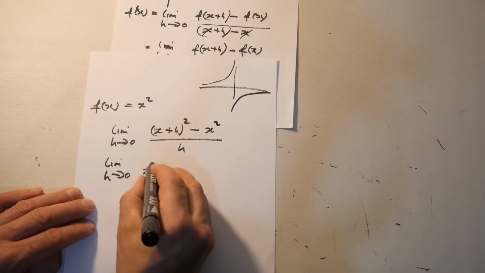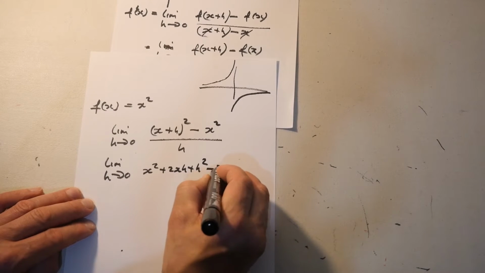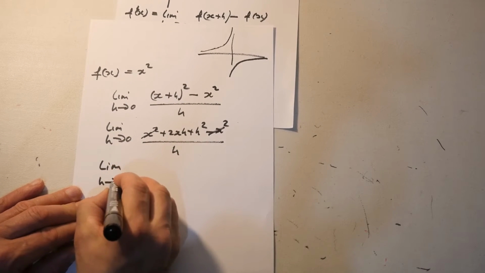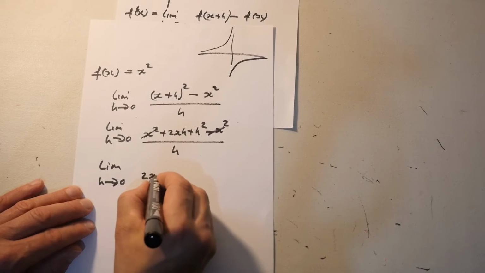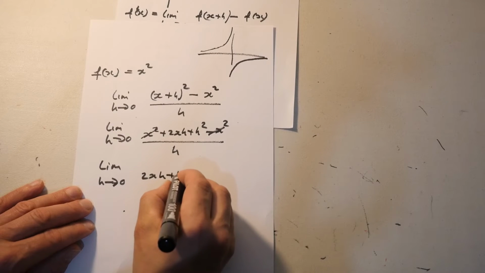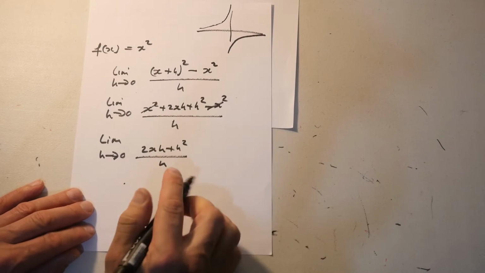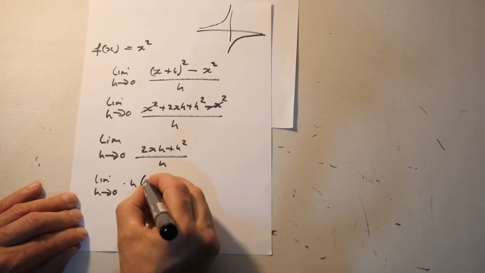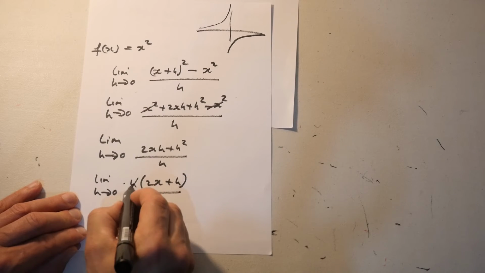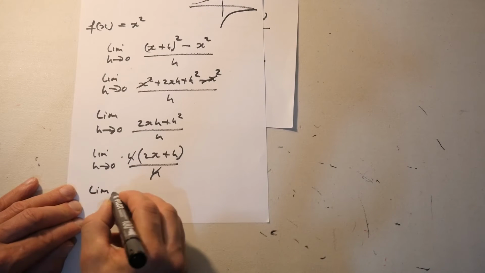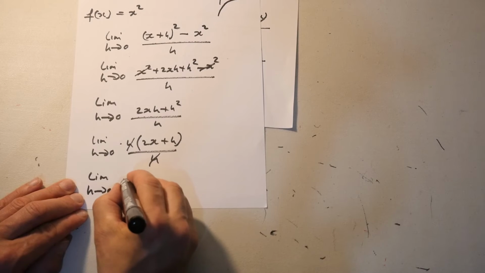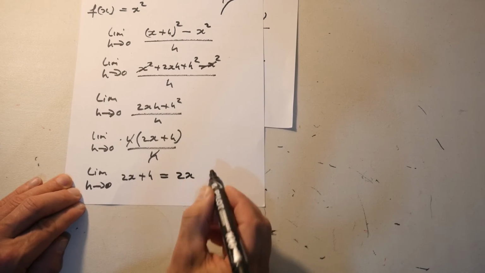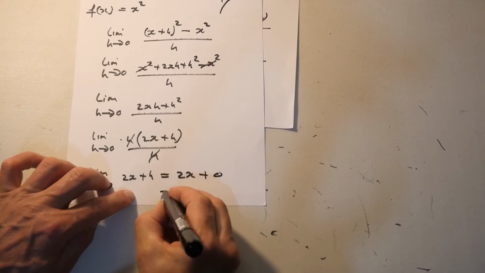If you expand all this out, you get x squared plus 2xh plus h squared minus x squared over h. Those x squared terms cancel. So you get the limit as h tends to 0 of 2xh plus h squared over h. The h factorizes out, so you get the limit as h tends to 0 of h times 2x plus h over h. Those cancel to leave the limit as h tends to 0 of 2x plus h. So as h tends to 0, this becomes 0. That basically leaves you with 2x plus 0, which equals 2x.